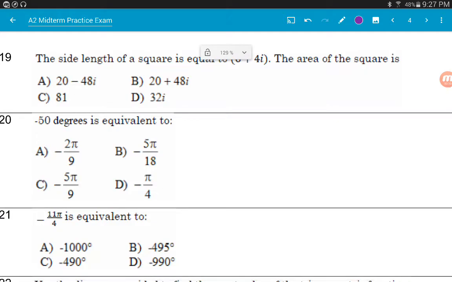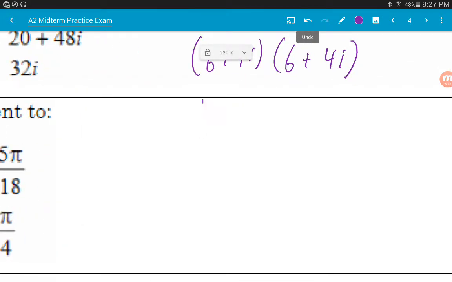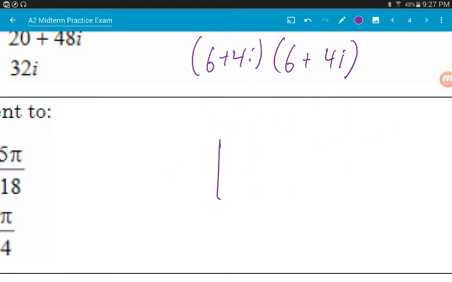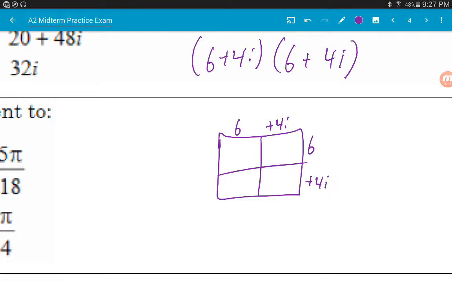The area of the square: to find the area of a square, which is a rectangle, it's length times width. But in this case, the length and the width are the same thing. So really all we have to do is 6 plus 4i times 6 plus 4i. You can do that with a box method if you want, or you can do it with the shortcut. It doesn't actually matter. Let me be a little bit neater about this. 6 plus 4i, 6 plus 4i.